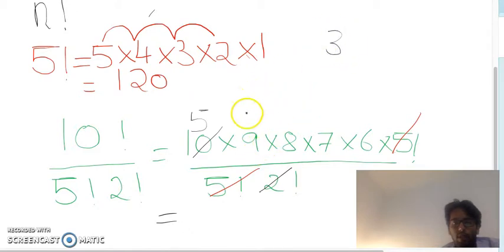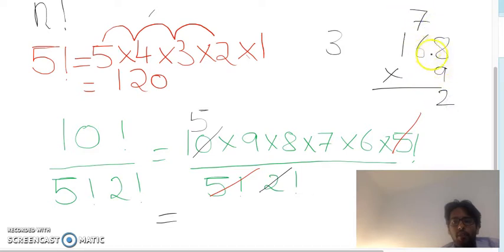5 times 8 is 40. 40 times 7 is 280. 280 times 6 is 200 times 6 is 1200. 1200 plus 480 is 1680. And 1680 times 9, which is 168 times 9, is 1512. I might be wrong, but that's what I'm getting.